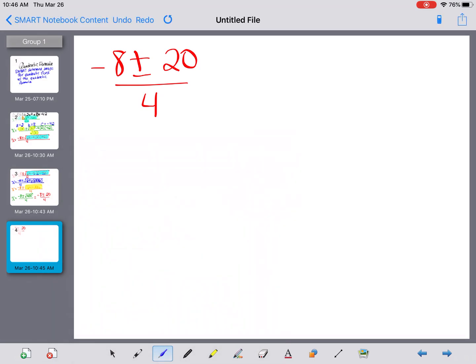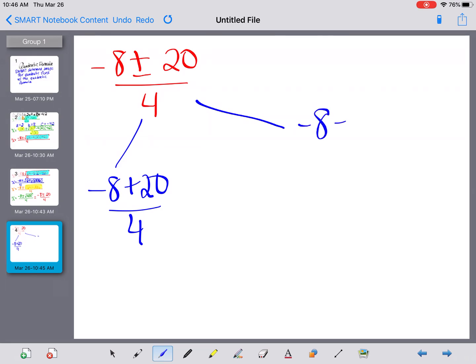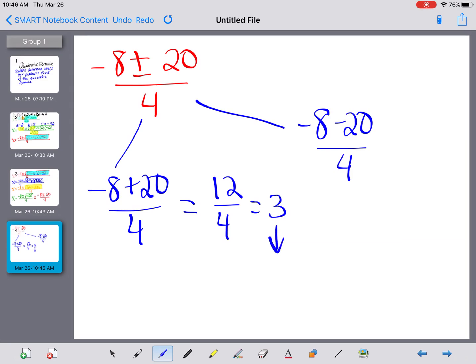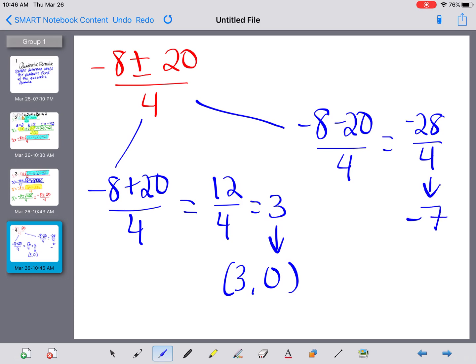All right. Now we can do negative 8 plus 20 divided by 4 and negative 8 minus 20 divided by 4. Well, negative 8 plus 20, that's 12 divided by 4, that's 3. And don't forget, we want to make that into a 0. So our x value is 3, our y value is 0. And then over here, we have negative 28 over 4. Well, that's negative 7. And again, we want to turn that into a point, negative 7, 0. Hopefully that made sense, and we can move on.